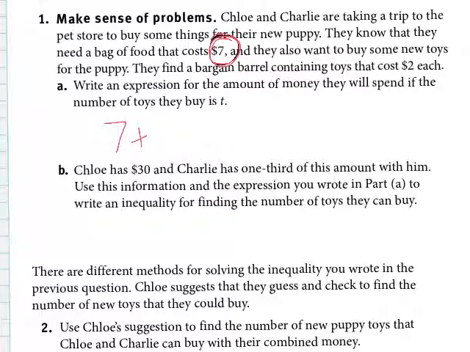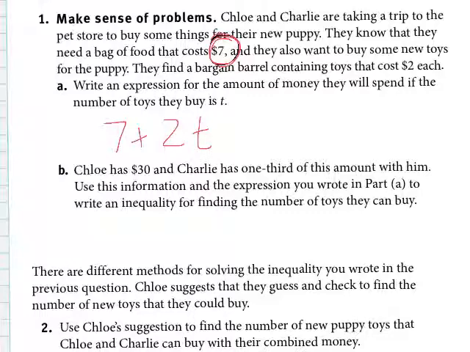They also want to buy some new toys. They find a bargain barrel containing toys that cost $2 each. Write an expression for the amount of money they will spend if the number of toys they buy is T. So I know that toys are $2 each times how many toys are they buying? T, right? So I have 7 plus 2T. That's my expression for them spending money.